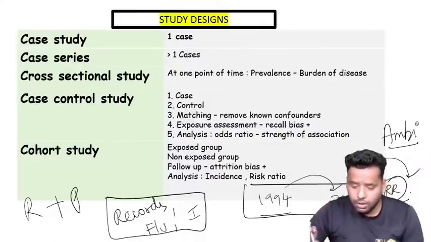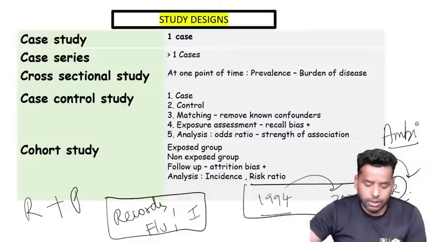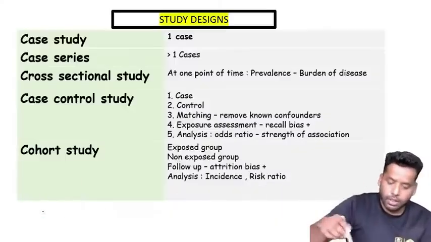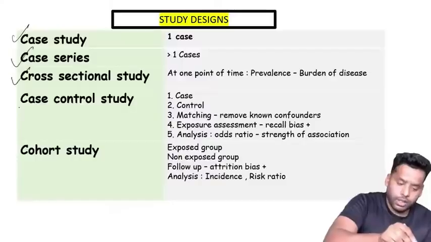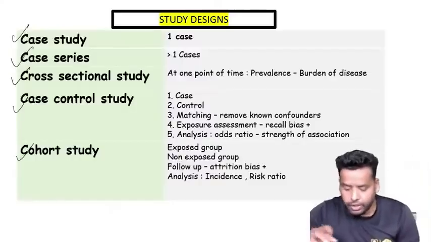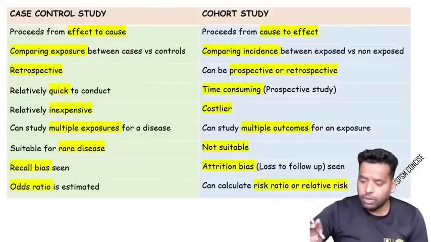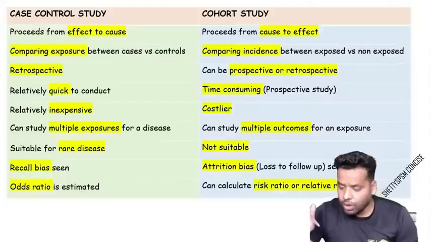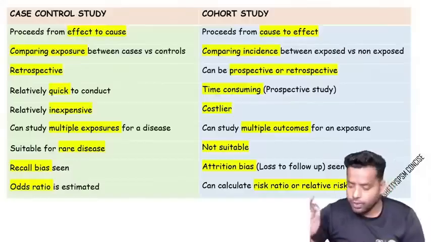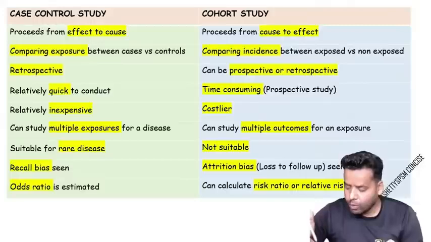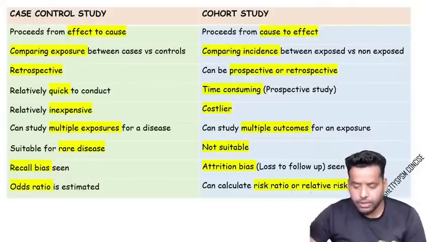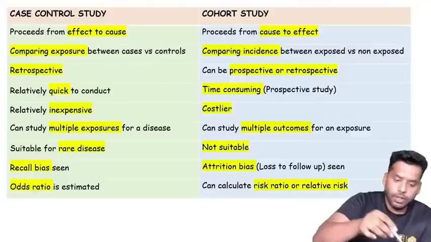Salute, good, very good. So listen to the words properly. What ratio is used to calculate strength of association in cohort study? Answer my next question. What ratio is used? Cohort study I am asking. Risk ratio, very good.